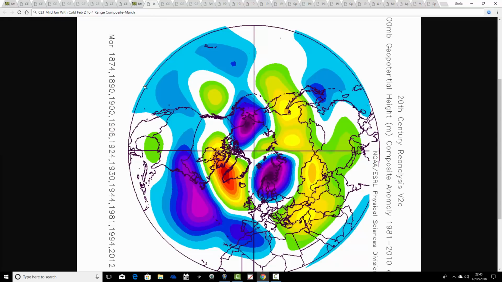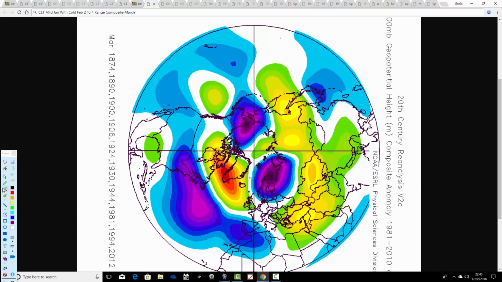So our next batch of analogues that James has got together is looking at mild Januaries with CETs between 4.5 and 5.5 degrees, and then cold Februaries, but only slightly colder than average. So essentially these springs that we're looking at are following mild Januaries and slightly colder than average Februaries.